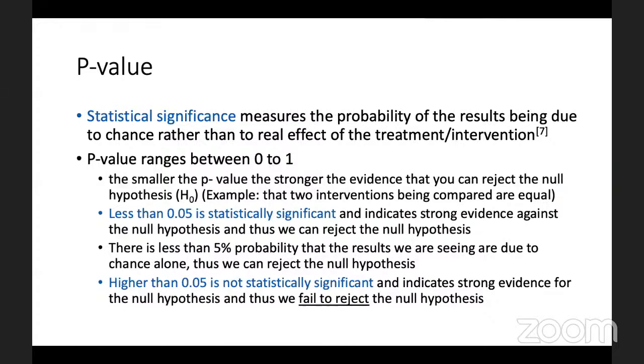So the p-value ranges from 0 to 1. The smaller the p-value, the stronger the evidence that you reject the null hypothesis. An example of a null hypothesis is that you are assuming that the two interventions you are comparing are equal. So if your p-value is less than 0.05, which is statistically significant, it means that we have strong evidence against the null hypothesis, and so we can say we reject it. So we reject that the two interventions are equal.